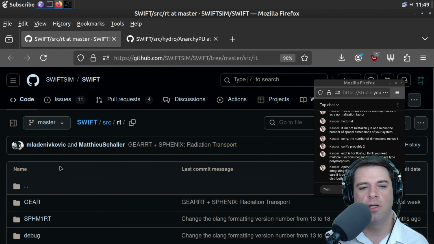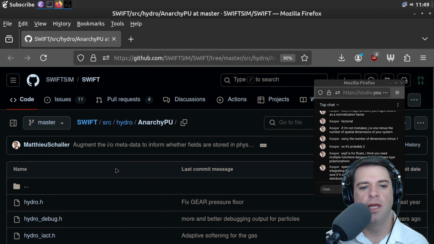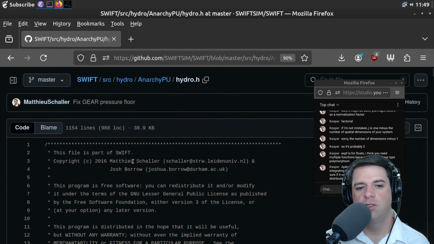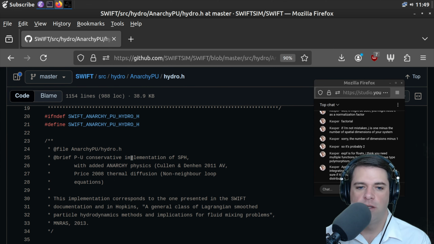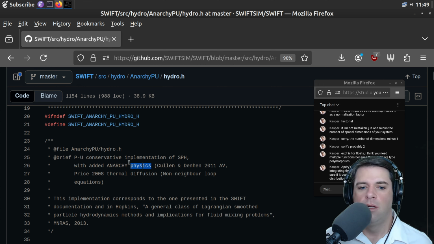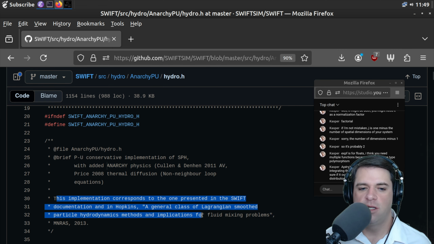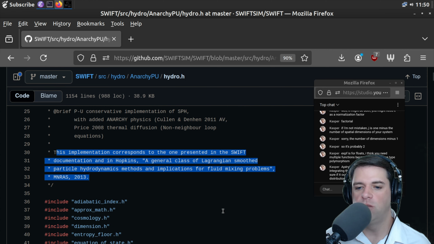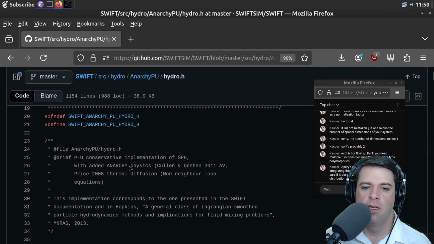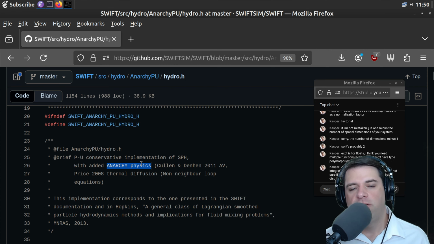And I think we'll just quickly look at these last two. That's radiation transport and anarchy. I'm just mildly curious what they're describing as anarchy. Anarchy PU hydro.h, PU conservative implementation of SPH with added anarchy physics, thermal diffusion. The implementation corresponds to the one presented in the Swift documentation in Hopkins, a general class of Lagrangian smooth particle hydrodynamics methods and implications with fluid mixing problems. I hope that anarchy physics is a general thing.